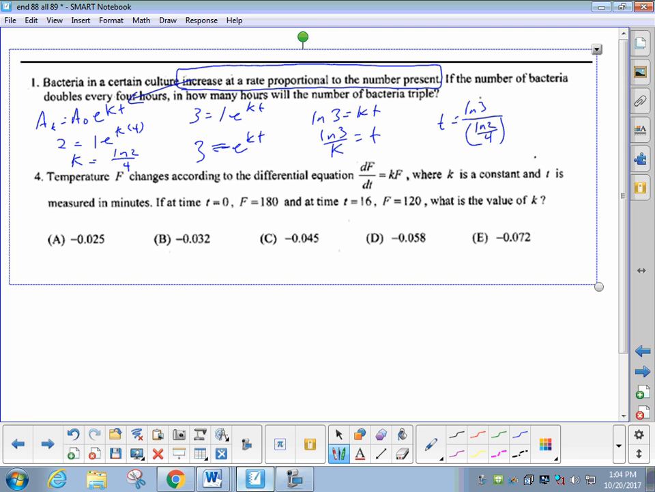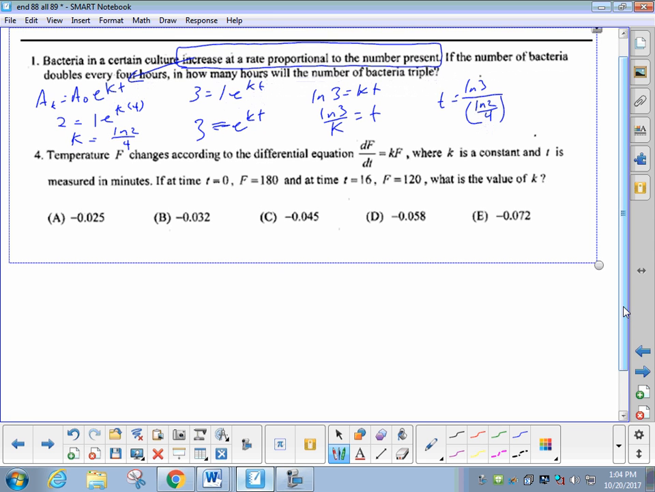Okay, yeah, because they're 4-hour. Okay. All right. Consider this one then. Temperature changes according to the differential equation. Okay, big mess. Where k is a constant and t is measured in minutes. At time 0, f equals 180, and at time t equals 16, f equals 120.